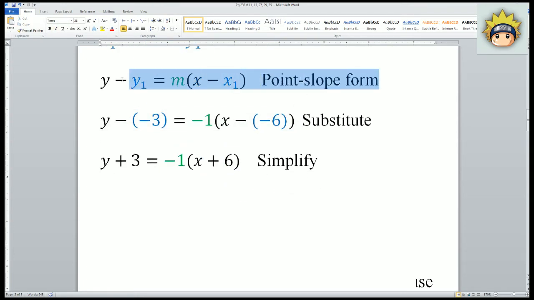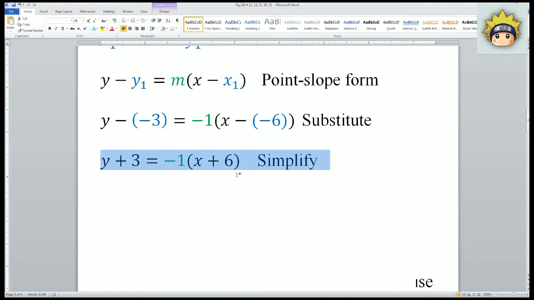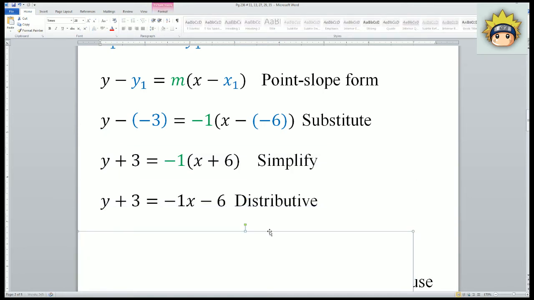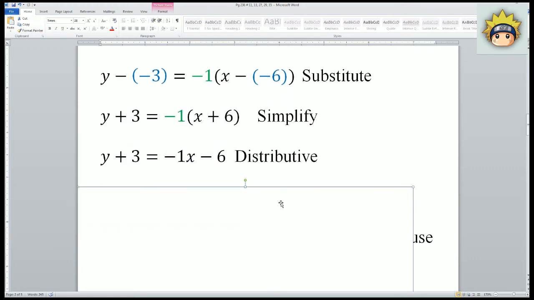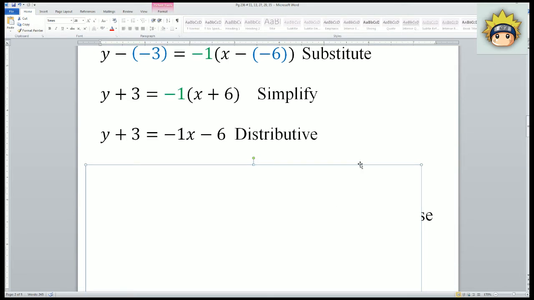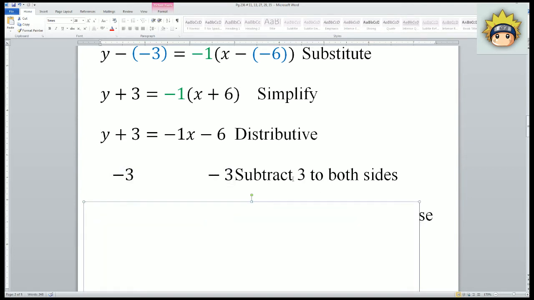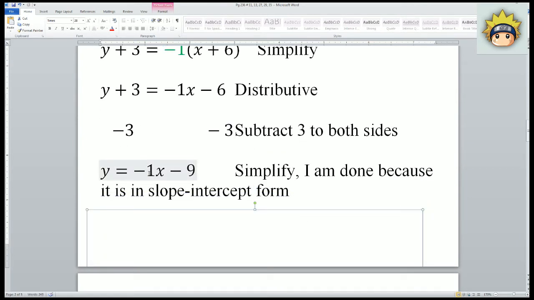Some of you go from this step to this step automatically, which is okay if you can keep track of the negative. But for me, I'm going to show 2 steps so I do not get confused by my negative. Next, I need to distribute. -1 times x is -1x. -1 times 6 is -6. That's what it looks like after distributing. I need to get y alone because I want it in y equals mx format so I can graph. I subtract 3 from both sides. I should get y equals -1x minus 9. That is after I simplify. I'm done because it is now in slope-intercept form.